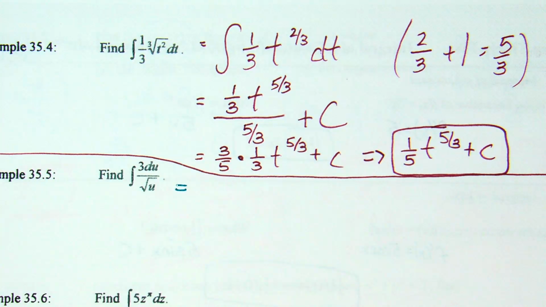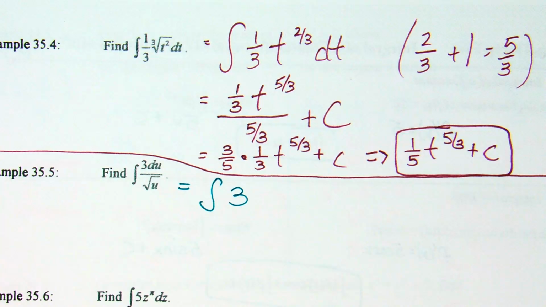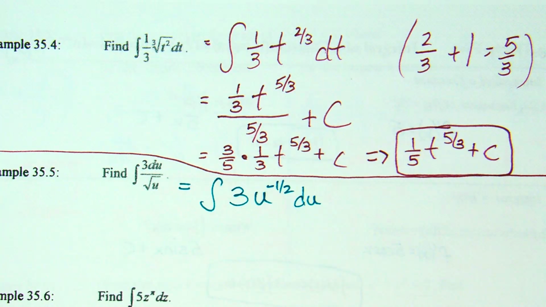Okay, example 5, unless you have a question there. If you have a question, speak up. What do you know about the integral of 3 du over the square root of u? Three stays 3. What do we know about the square root of u? That's u to the 1/2. But it's in the denominator. How do I get out of the denominator? Make it negative 1/2. So integral of 3u to negative 1/2 du.